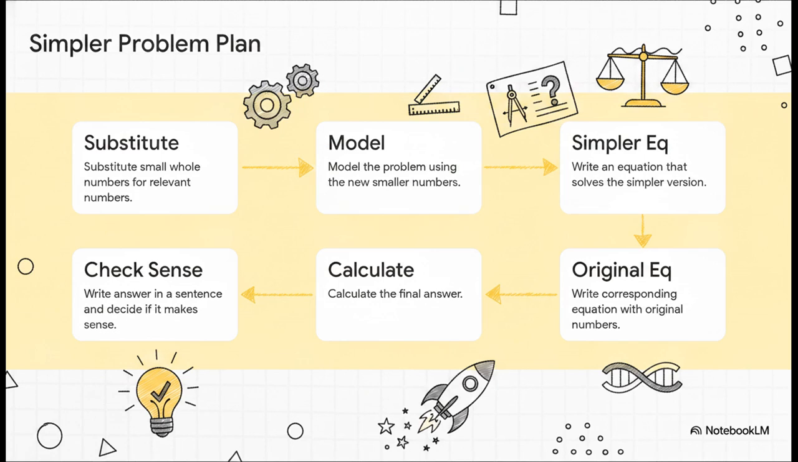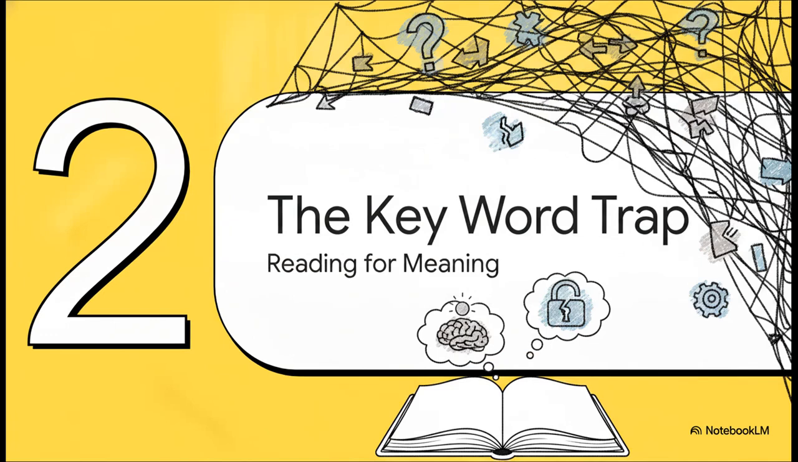Which leads us to a highly structured, almost foolproof methodology for decoding complex data, the simpler problem strategy. It's 6 steps. First, substitute small whole numbers. Second, model the problem using those friendly numbers. Third, write an equation for the simple version. Fourth, write the corresponding equation but pop the original numbers back in. Fifth, do the math, calculate. And finally, step 6, write the answer out in a complete sentence and literally ask yourself, wait, does this actually make sense? Okay, moving right along to section 2, the keyword trap.